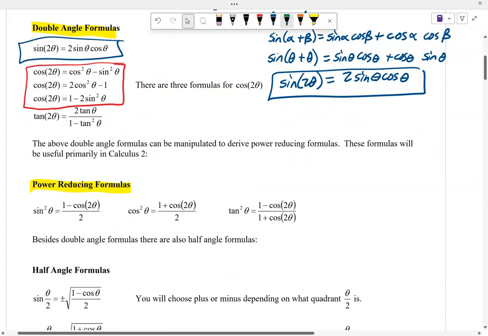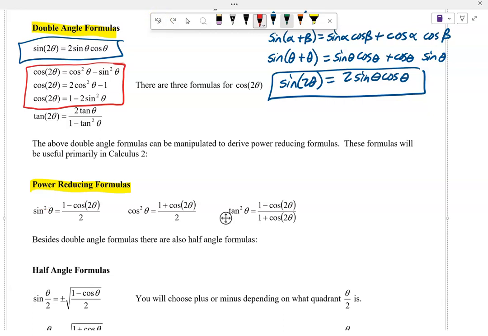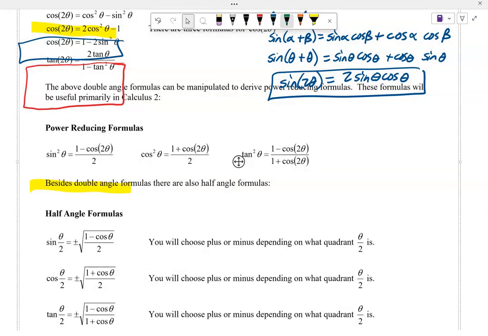So it reduces the power, right? Squared. Now notice it's to a cosine of 1 degree, right? So it's reducing the powers. And then we've got some half angle formulas as well after that.